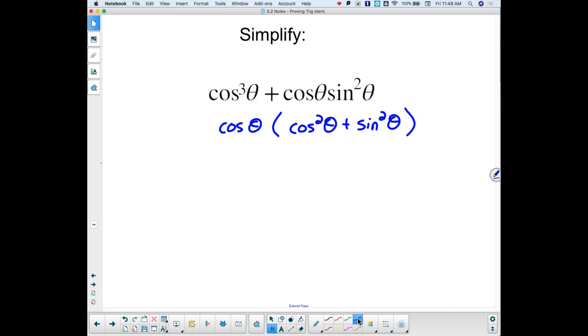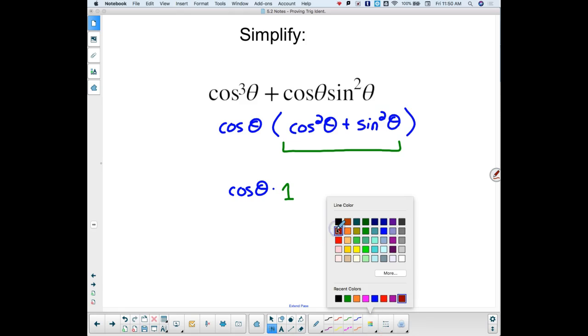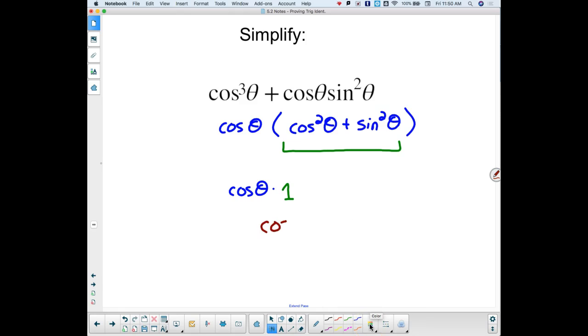Okay? Cosine squared plus sine squared. What's that? That's the hammer, so this is 1. So my final answer here is just cosine. Or this simplifies to just be cosine. Okay?